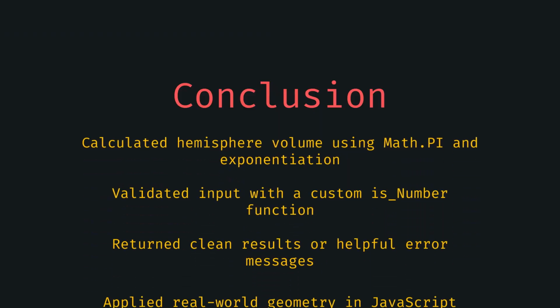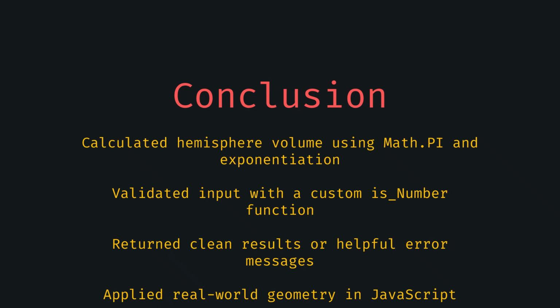And there you have it, a neat JavaScript program that calculates the volume of a hemisphere and handles bad input gracefully. Whether you're working on simulations or just want to sharpen your skills, this is a great one to add to your toolkit. Thanks for watching, and as always, keep exploring, and I'll see you in the next one.